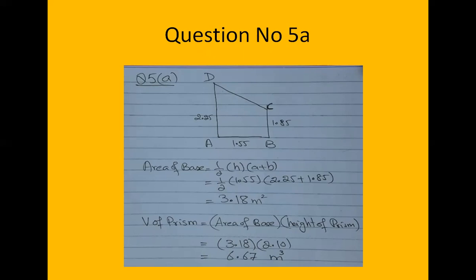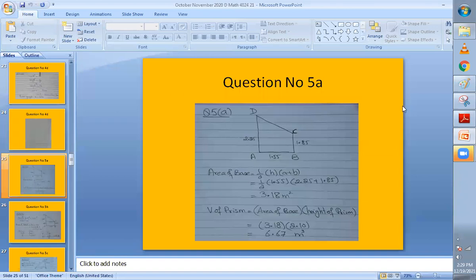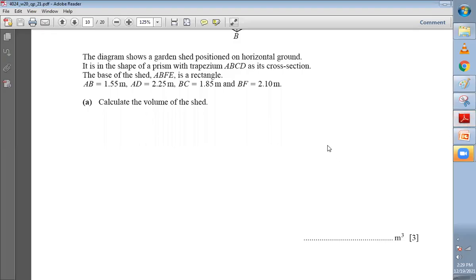And I told you that the height of the prism is 2.10. Area of the base is 3.18. So 3.18 multiply 2.10, and that will be 6.67 meter cube. It's a 3-mark question. Hopefully you understand how we have found the volume of the prism.